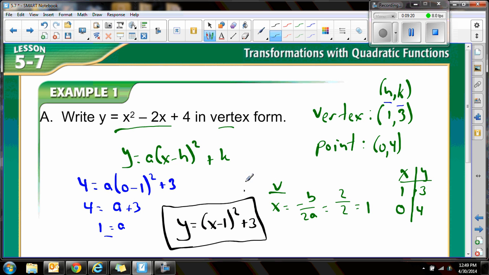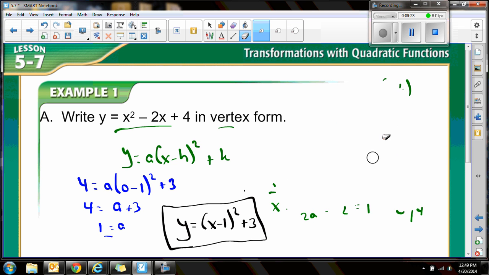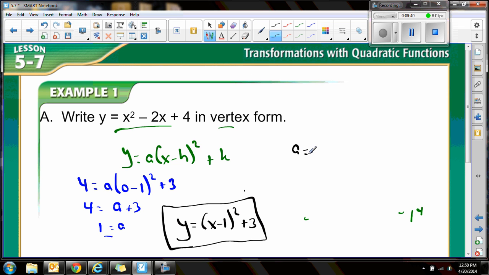A couple things about this equation here when it comes time for graphing. So as far as helping me graph, the a, which is equal to 1, is going to tell me this is going to open up. The other thing that I know is the vertex is at positive 1, positive 3. So if I'm graphing this, right away I know I'm going to put a dot at positive 1, positive 3, and I know it's opening up.